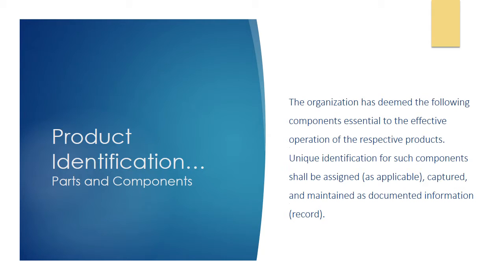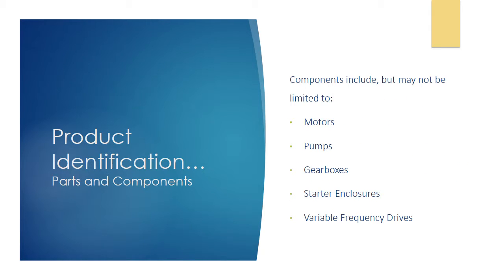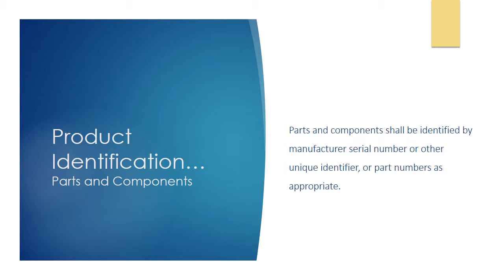Product identification, parts and components. The organization has deemed the following components essential to the effective operation of the respective products. Unique identification for such components shall be assigned, as applicable, captured, and maintained as documented information or record. Components include, but may not be limited to, motors, pumps, gearboxes, starter enclosures, variable frequency drives. Parts and components shall be identified by manufacturer serial number or other unique identifier, or part numbers as appropriate.